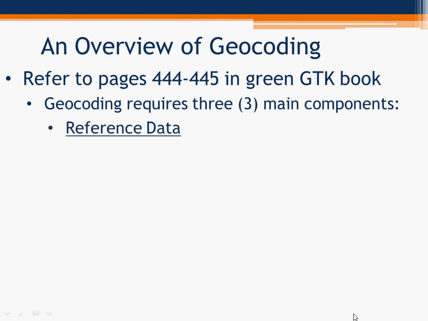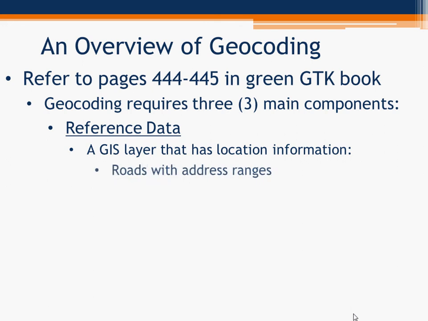The second thing that you need is reference data. Reference data is extremely important, and that's going to take the form of some sort of GIS layer that has some location information in it. Primarily in our demo, in your exercises, and in your assignment, you're going to be doing roads with address ranges.